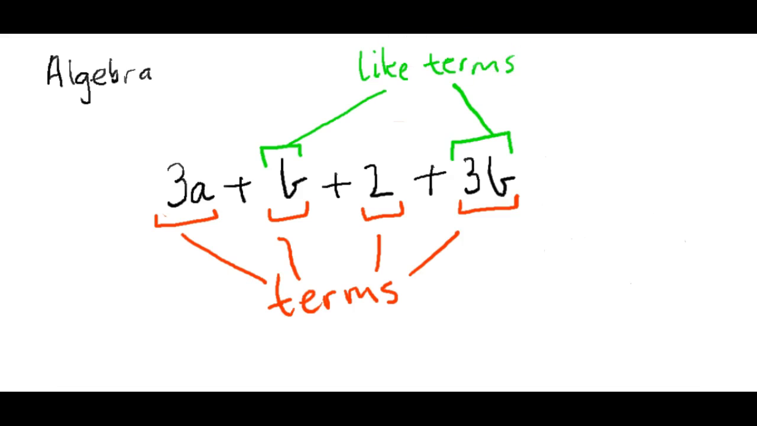And one last thing while we're here, and I might do this one in blue, is if we have a number all by itself without a letter, so in this case we have the number 2, this is a constant term.